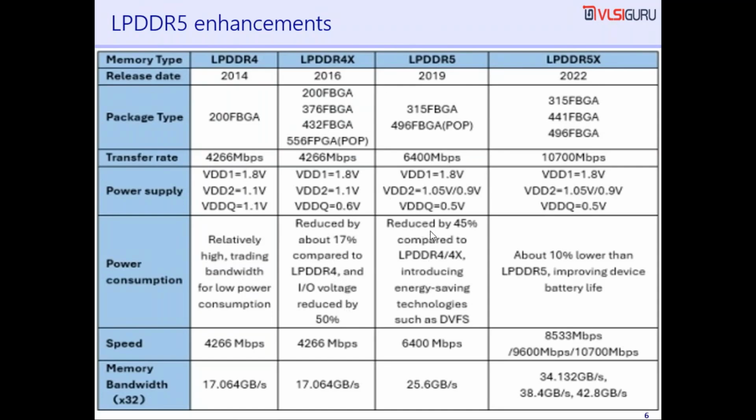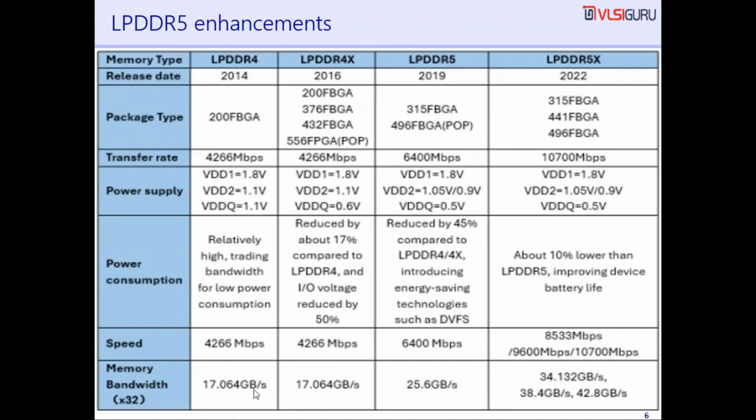The power consumption is reduced by 45% compared to LPDDR4 or 4X, introducing energy saving technologies such as DVFS. Here, dynamic voltage frequency scaling technologies are used, where the voltage and frequency can be scaled down when we don't require a large amount of bandwidth. Again, 5X is about 10% lower than LPDDR5, improving device battery life. Coming to the speed, we have discussed the speeds which the different generations of LPDDR can support. Given this speed, the bandwidth that we can achieve is shown here.